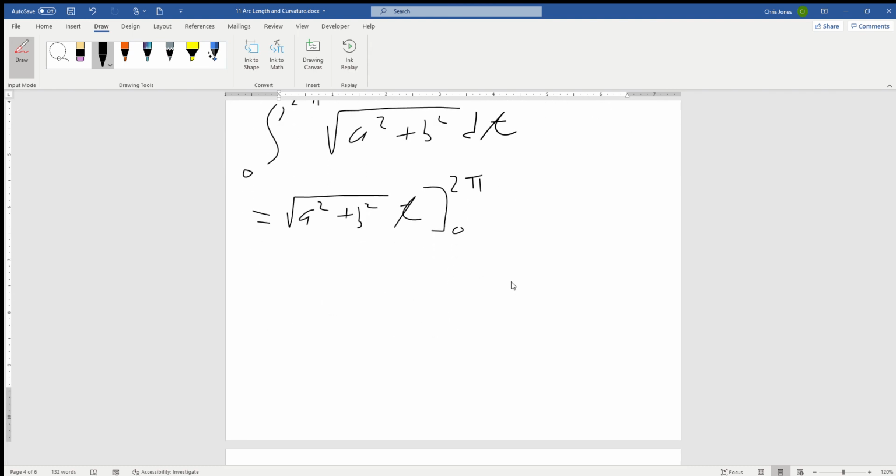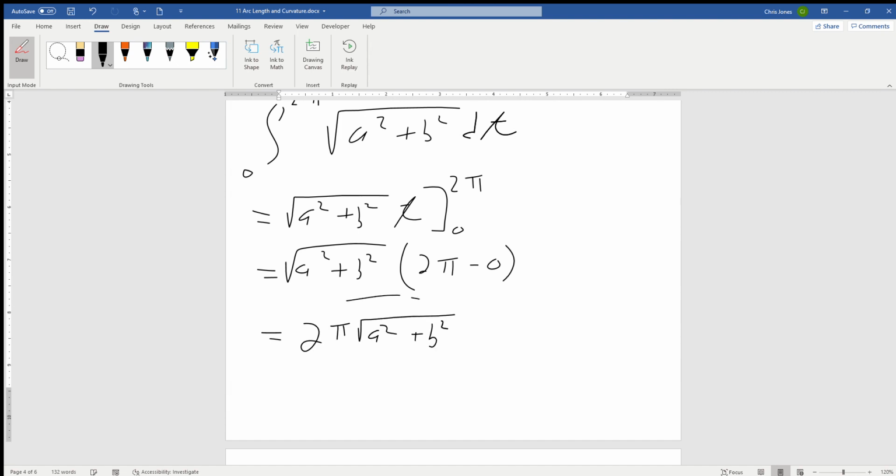We can substitute 2 pi and 0 back in there. So we get square root of a squared plus b squared times 2 pi minus 0, just by using our fundamental theorem of calculus. And so the arc length is going to be, for our helix, 2 pi square root of a squared plus b squared.